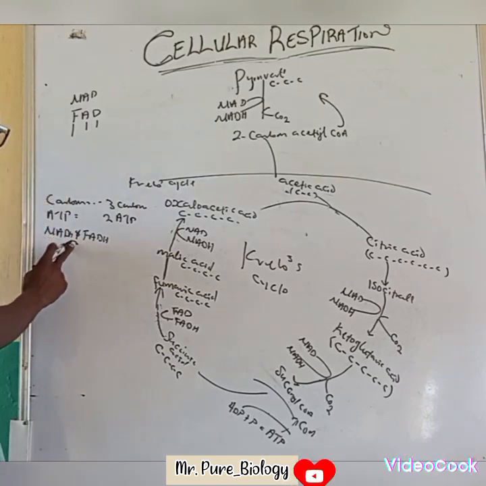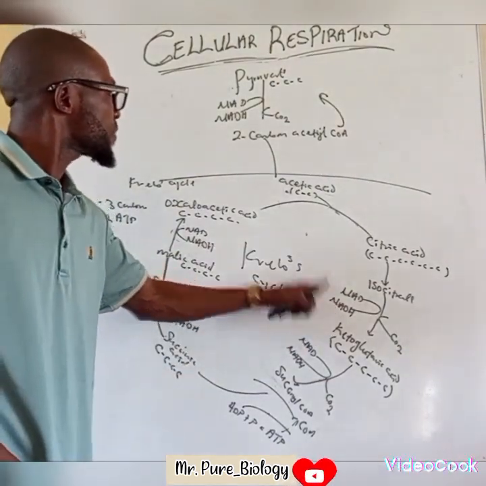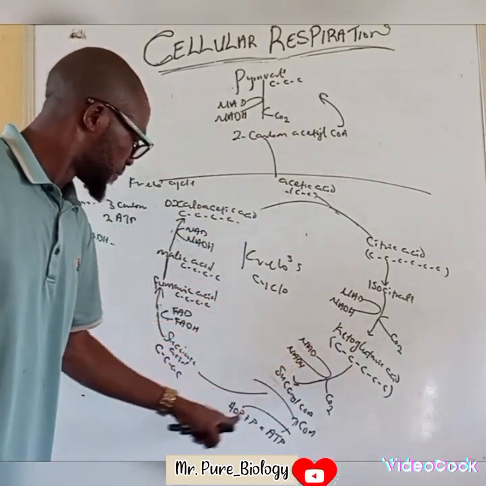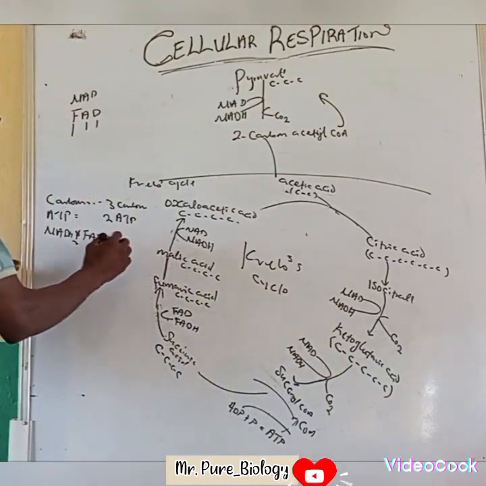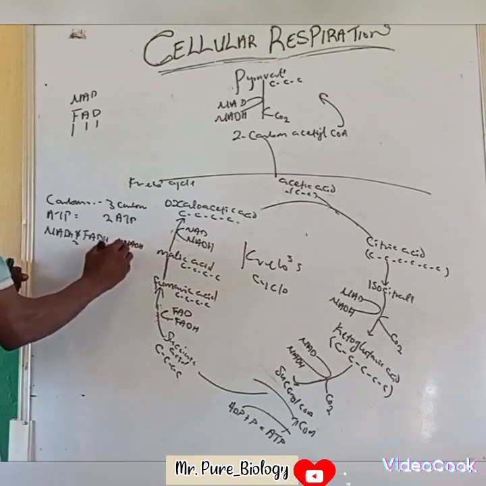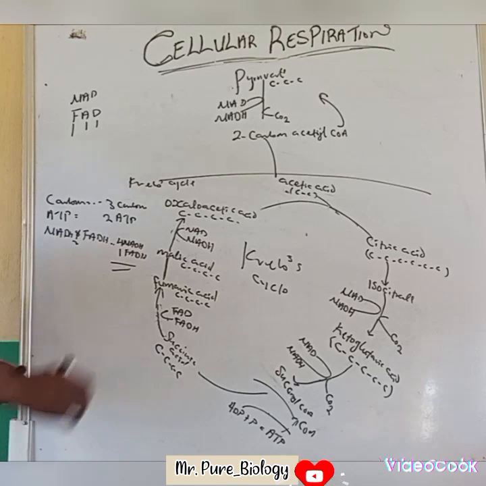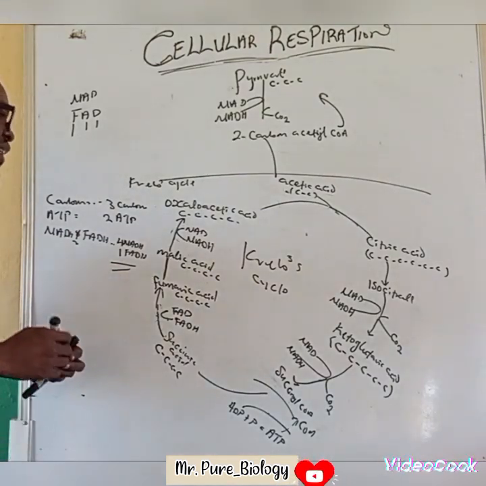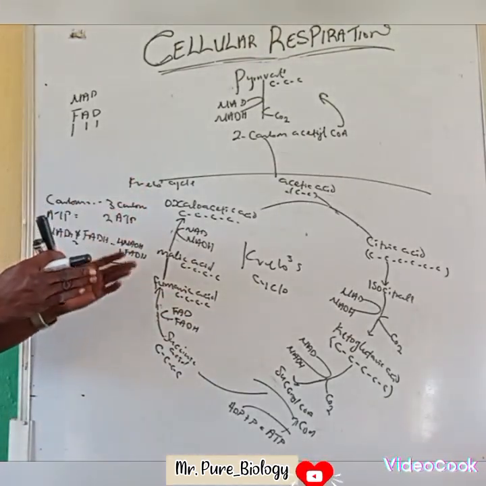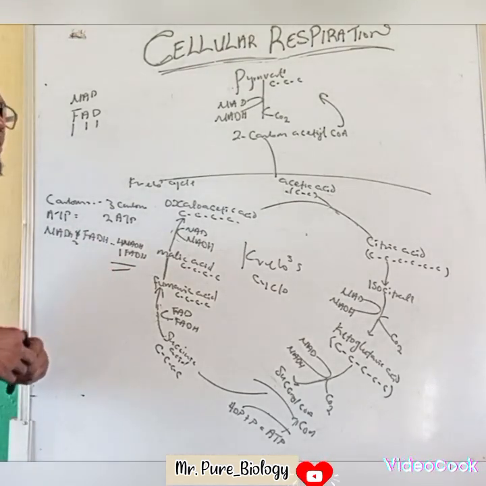Now for the NADH and FADH, how many do we have? Let's count. This is 1, here we have 1, 2, 3, 4. So here we have 4 NADH and 1 FADH. These are the final products in the Krebs cycle, and that is the second stage of aerobic respiration.